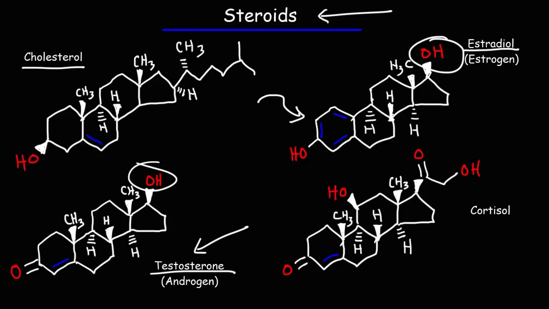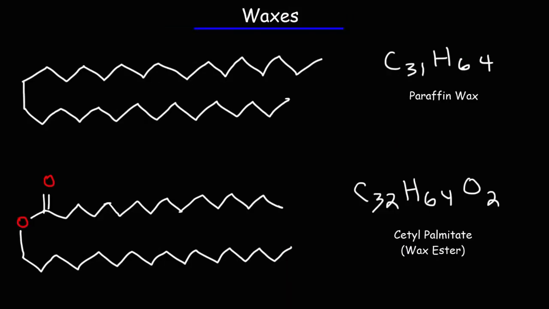Cortisol is another steroid hormone that is used to reduce inflammation by suppressing the immune system. Now, let's say you're stressed out, you have a lot of exams to study for. When your stress levels are high, your cortisol levels will be high as well. Now, when used as a medication, cortisol is known as hydrocortisone. So those are some steroids, which are lipids, that you may need to know.